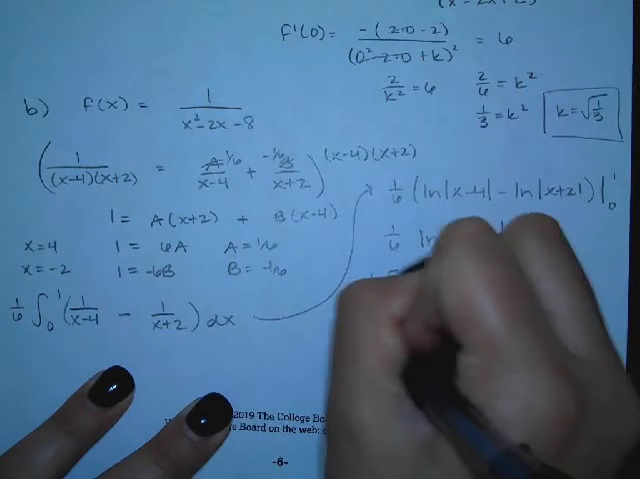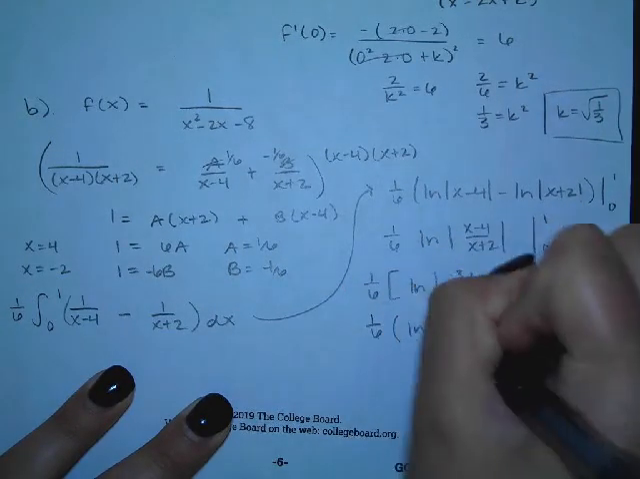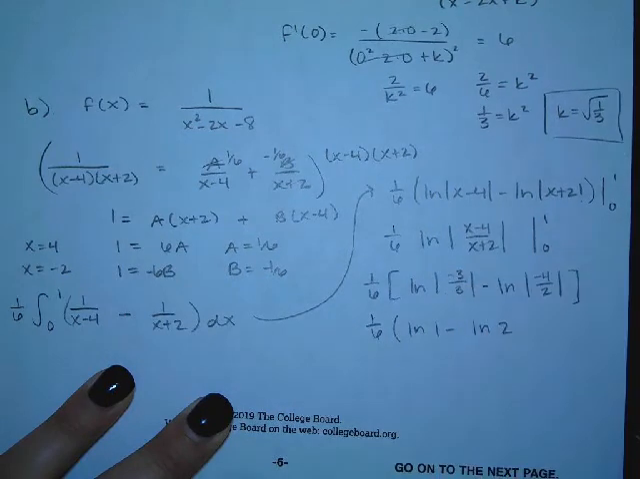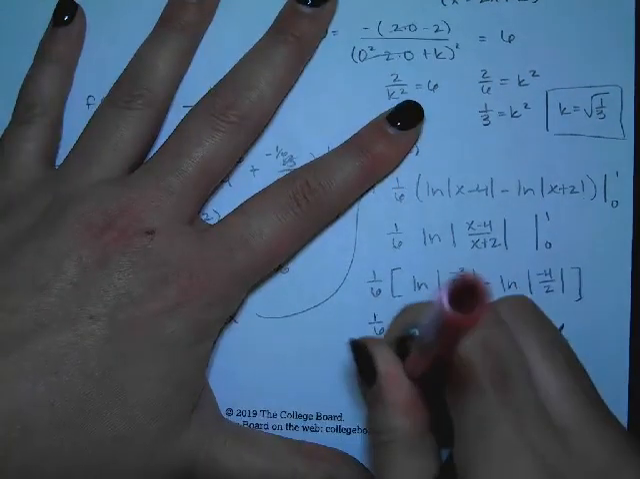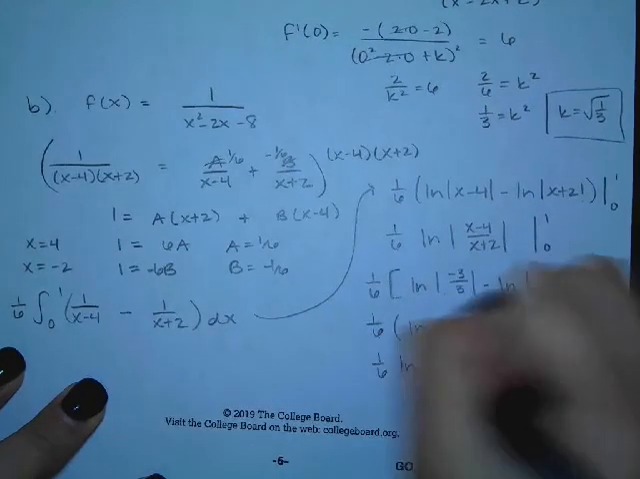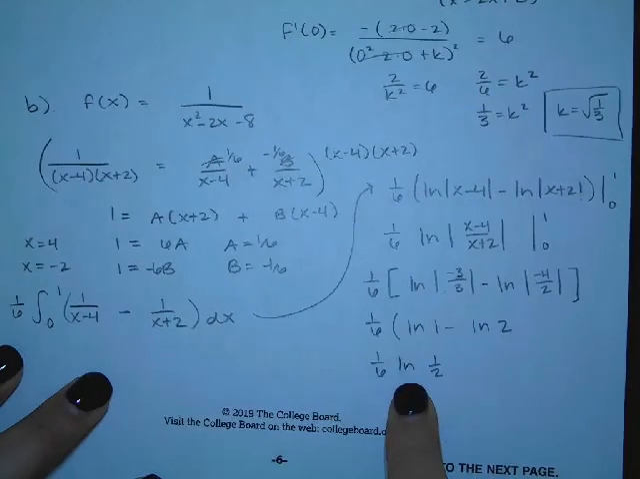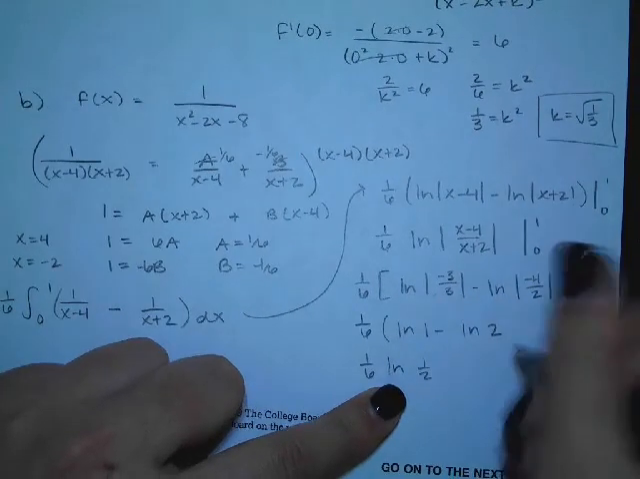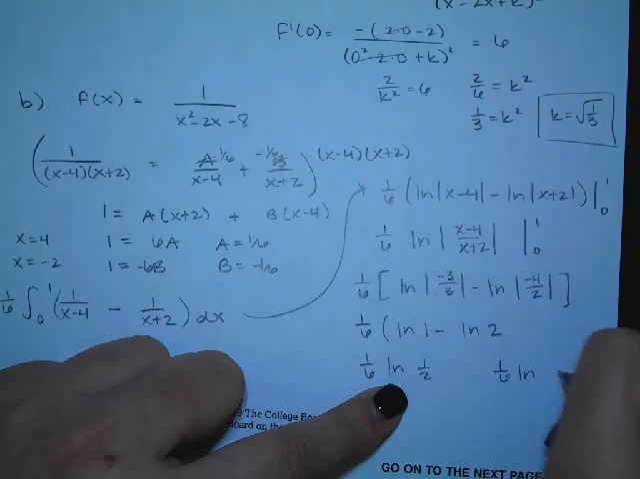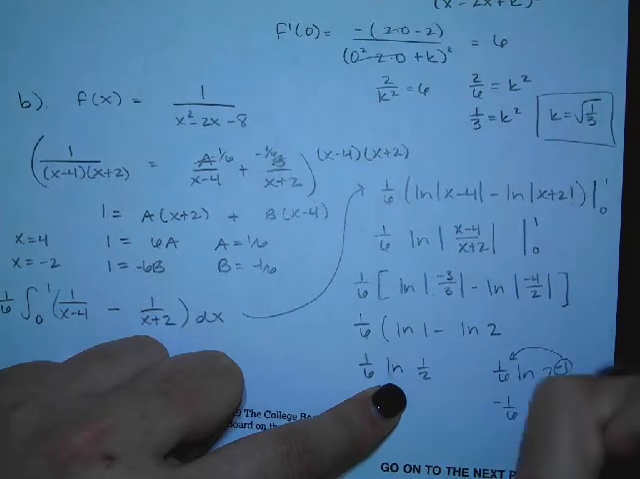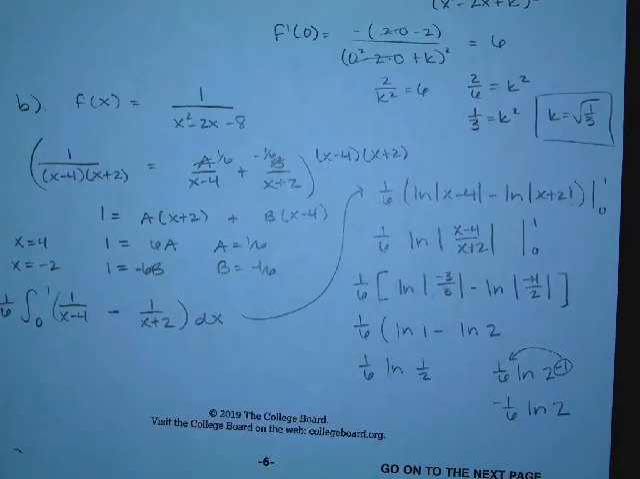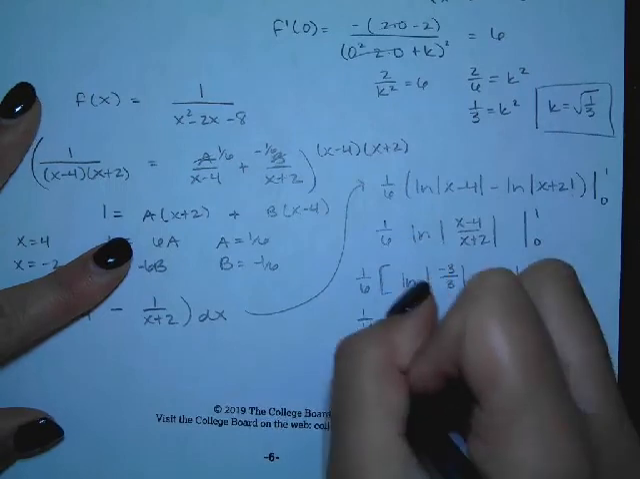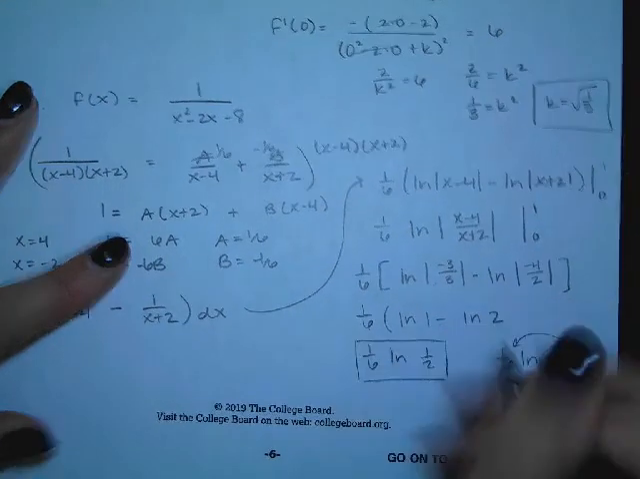So you get 1/6 ln 1 minus ln 2, and so that's 1/6 ln of 1/2. And the answer key does not have this. What they did in the answer key is they said 1/6 ln of 2 to the -1, and then they brought the -1 to the front. So it was -1/6 ln 2. But 1/6 ln 1/2 is still the right answer. It's just a different form. So whichever answer you have there is totally fine.